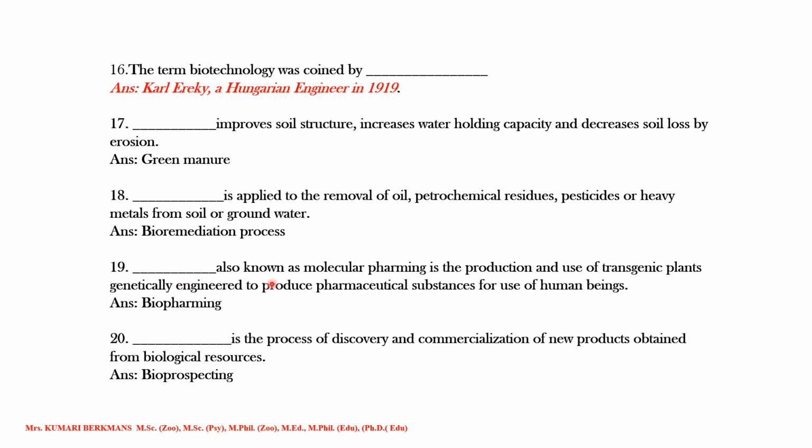19th one, dash, also known as molecular farming, is the production and use of transgenic plants genetically engineered to produce pharmaceutical substances for the use of human beings. It is biofarming. Dash is the process of discovery and commercialization of new products obtained from biological resources. It is bioprospecting.